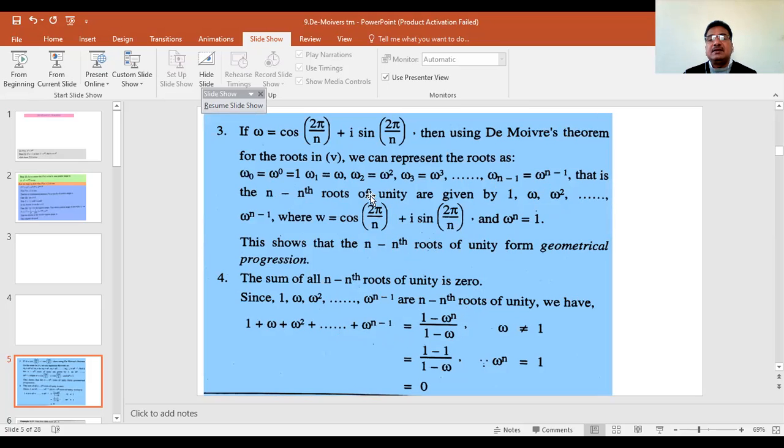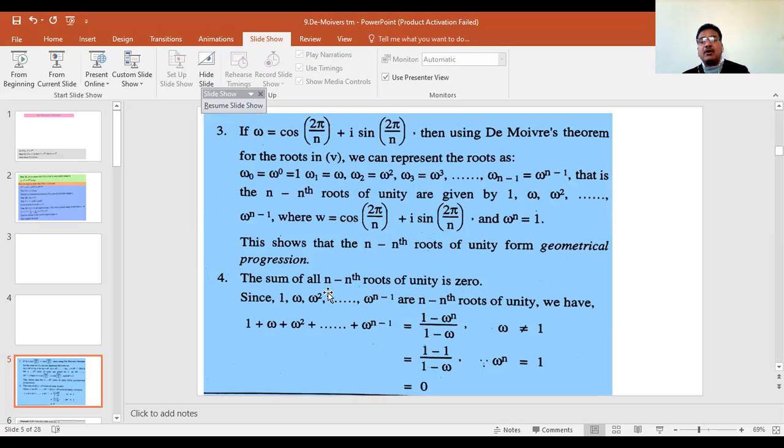And w raised to n: if you find the nth power, the bracket raised to n, by using De Moivre's theorem it is cos n into 2π/n, that is cos 2π, plus i sin 2π. The value of cos 2π is 1, since cos 360 is cos 0, which is 1, and sin 360 is sin 0, which is 0. So w raised to n is 1. And therefore the sum of the nth roots of unity is 0.